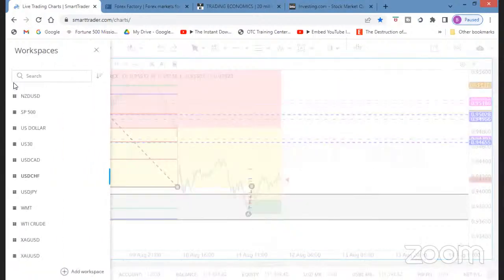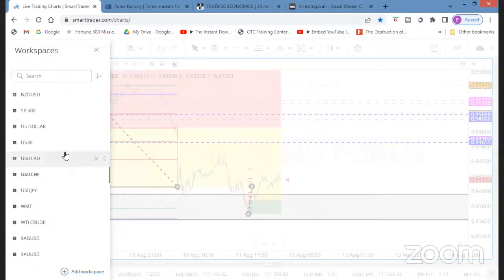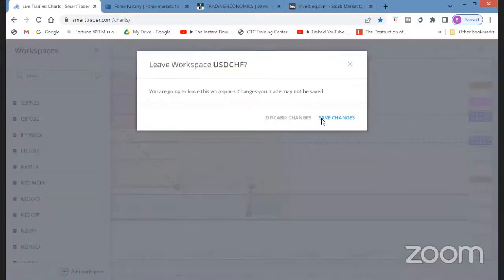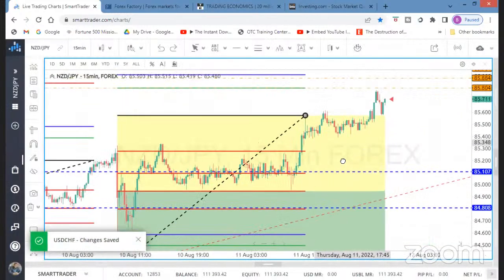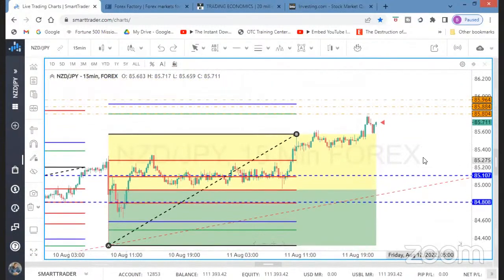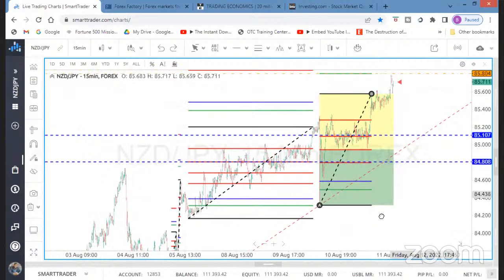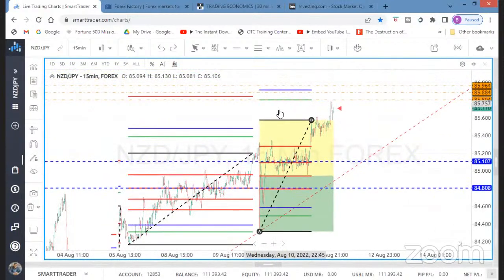All right, good deal. Well, I want to check out another pair. I want to check out the NZD-JPY. I want to look at this one because this is starting to push up into this zone, on the 15. It's starting to move into our zone here, so we want to watch that.